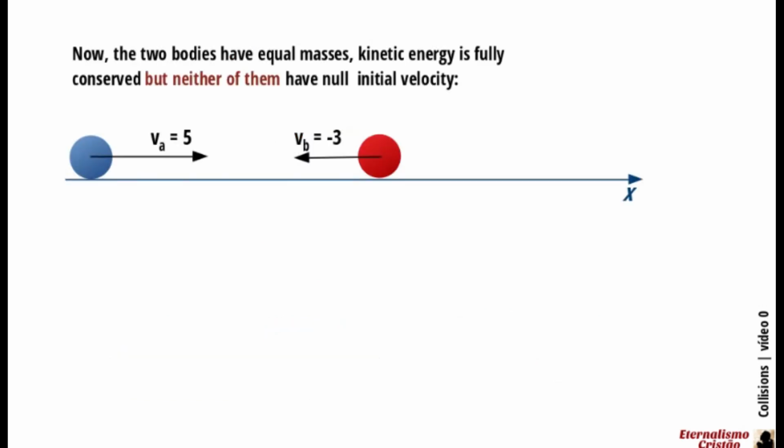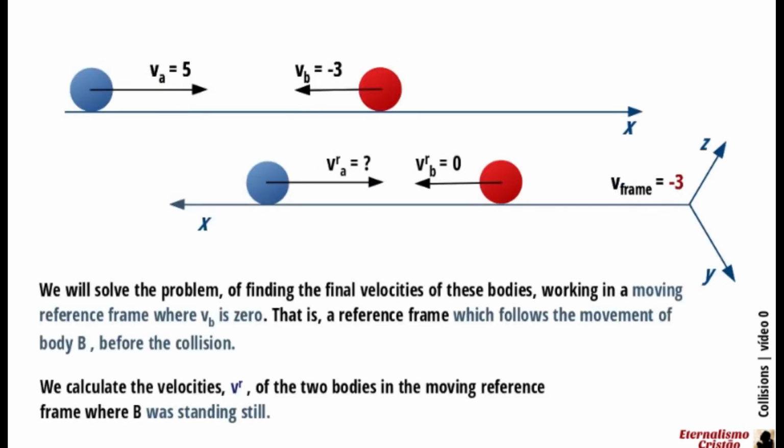Now, these two bodies have equal masses, kinetic energy is fully conserved on collision, but neither of them has null initial velocity. We will solve the problem of finding the final velocities of these bodies, working with a moving reference frame where VB is 0. That is, a reference frame which follows the movement of body B before the collision. We calculate the velocities, Vr, of the two bodies in the moving reference frame where B was standing still.